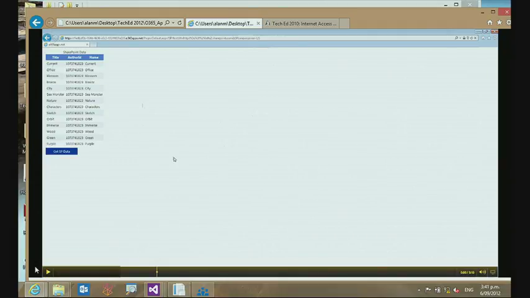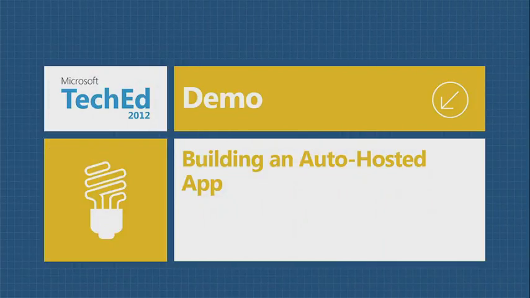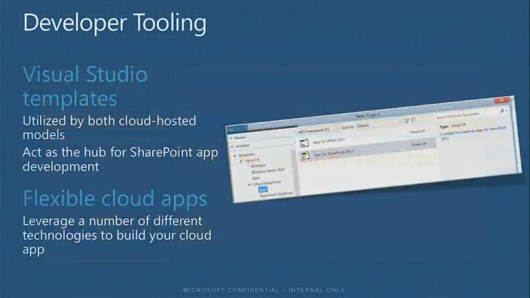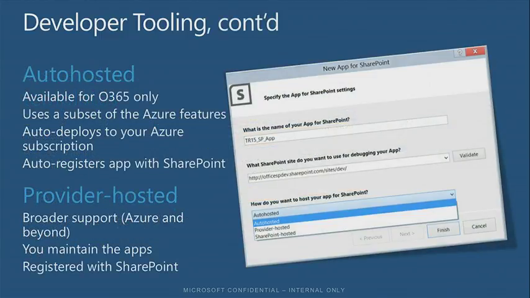So let's go back to the slides here. What have we covered thus far? We've made an app for SharePoint by going File, New Project, selecting our app for SharePoint 2013. We've ensured the developer tools are installed, which are available from dev.office.com, and that it's .NET Framework 4.5. We've then specified the name of our application, ensured that we have inserted a developer site into our tenant for debugging, and we've selected auto-hosted. And just a reminder that auto-hosted applications are for Office 365 only.